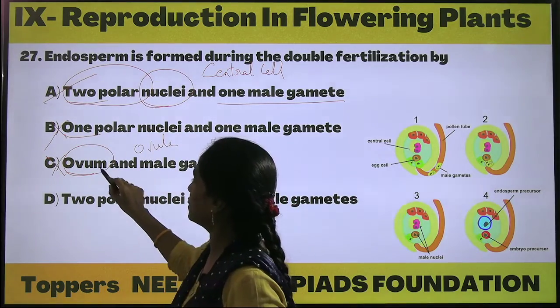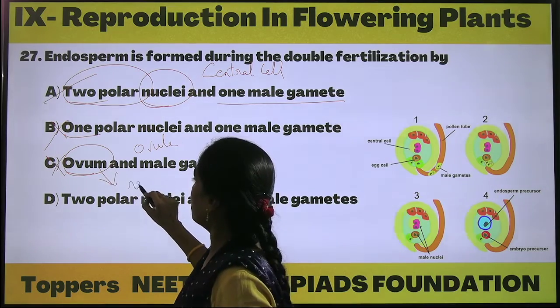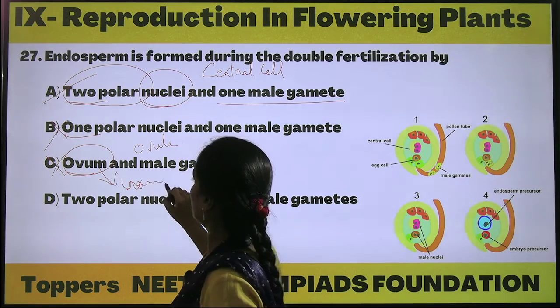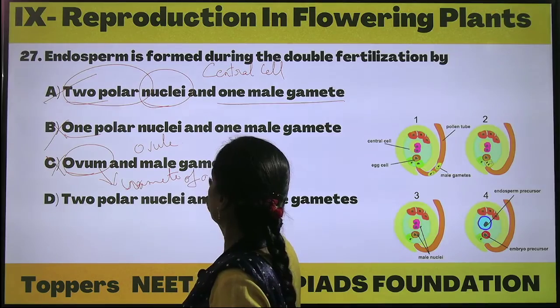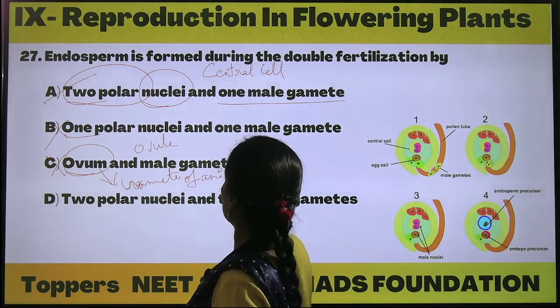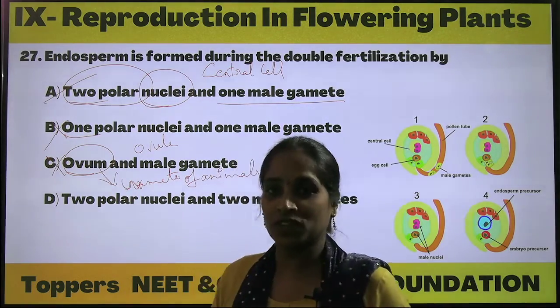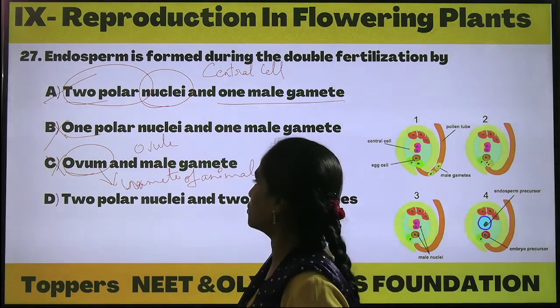Okay, so ovum is the gamete of animals. Yes, so here itself, within the first word, we will get to know that this is a wrong option.